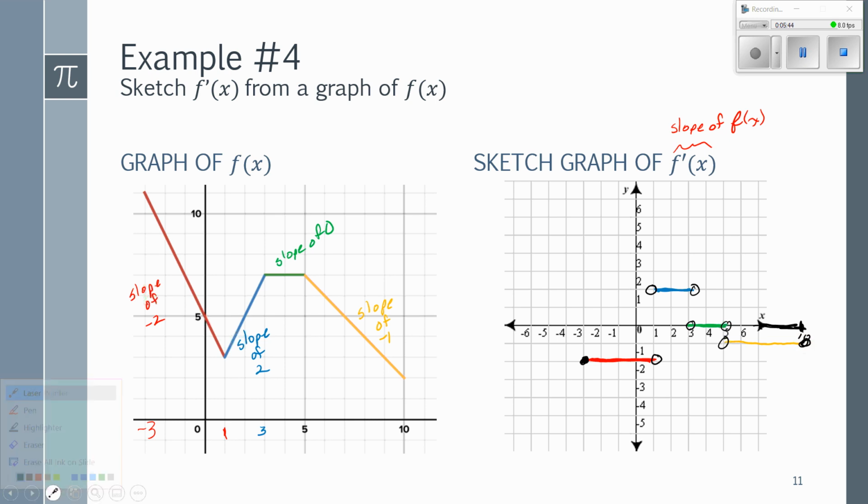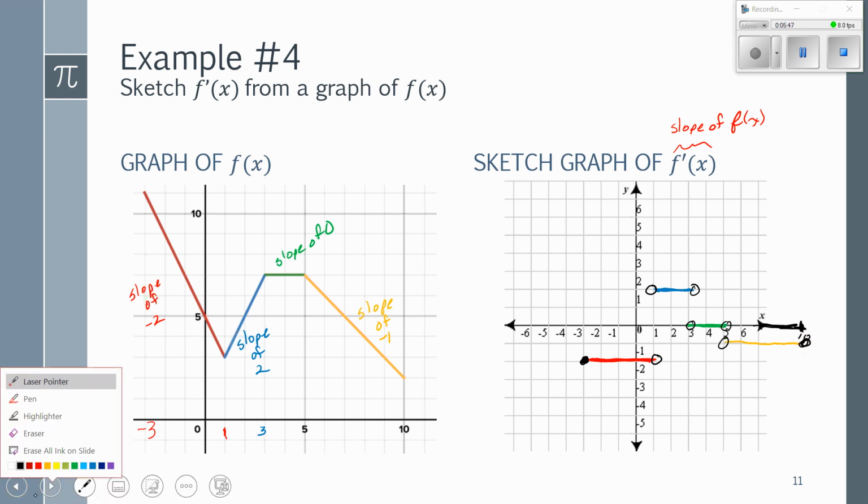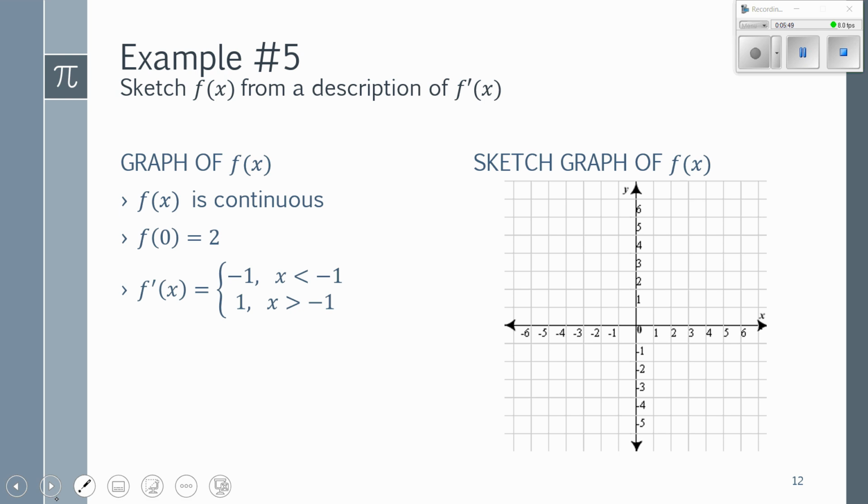So then if I move on to my next example, I have a typo in my notes here. We are going to be sketching the graph of f of x, not the graph of f prime.